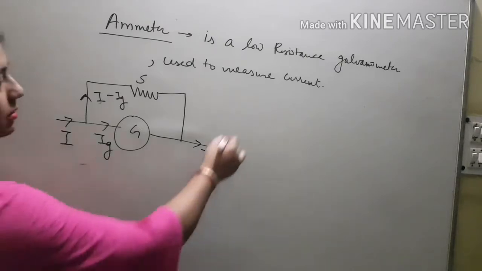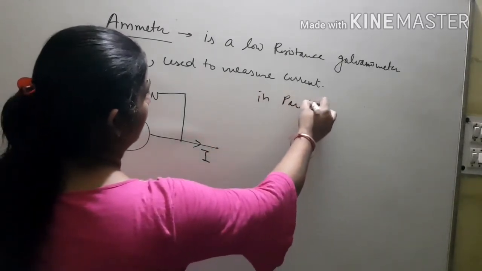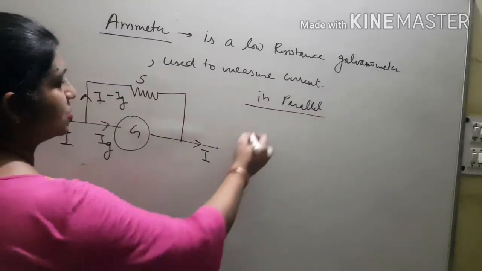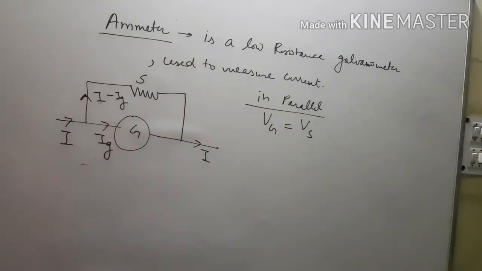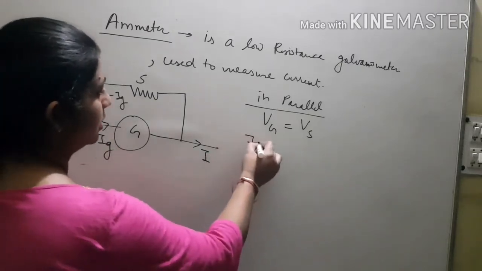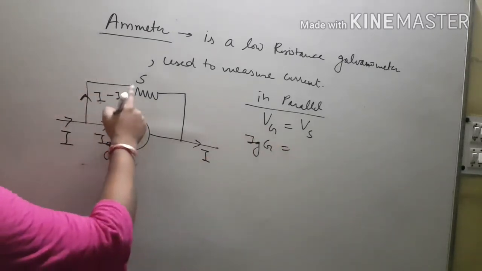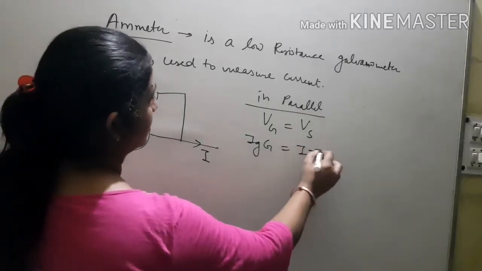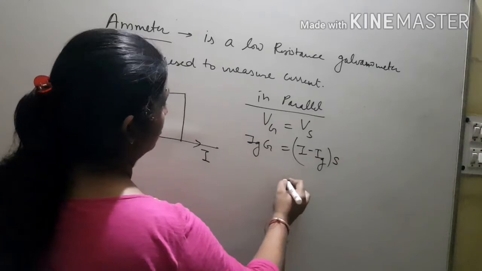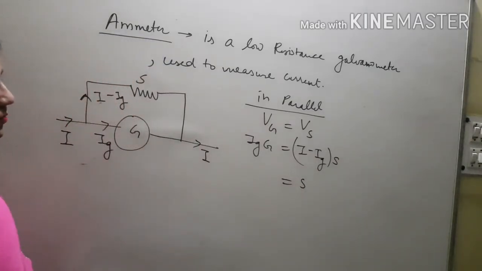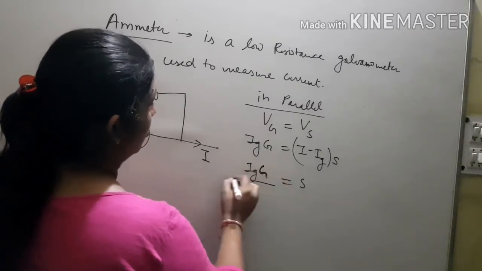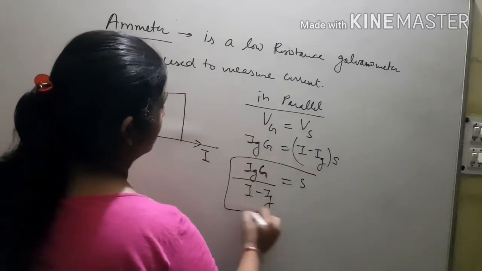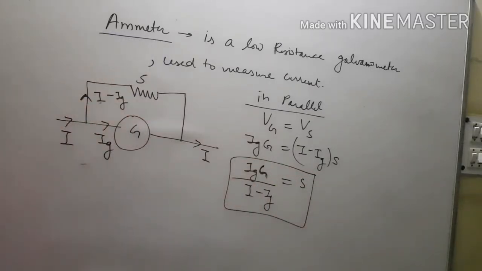And in parallel, potential is the same. So Vg is equal to Vs, and according to Ohm's law, potential is current into resistance. So Vg is Ig into G, and Vs is I minus Ig into S. So calculating the formula of S, that is Ig into G over I minus Ig. So this is the formula of the shunt.